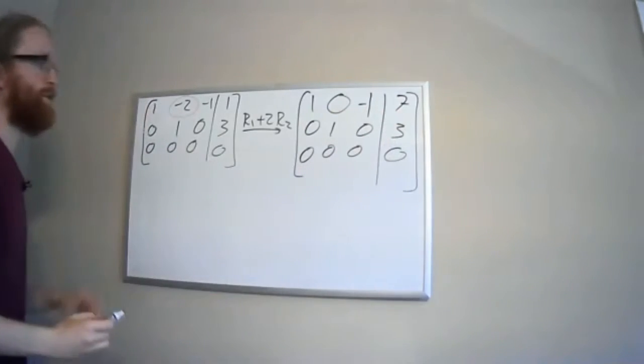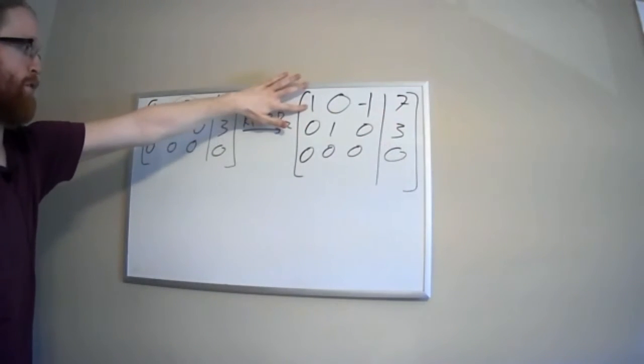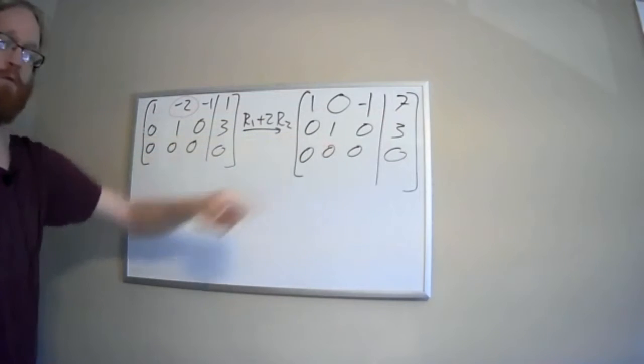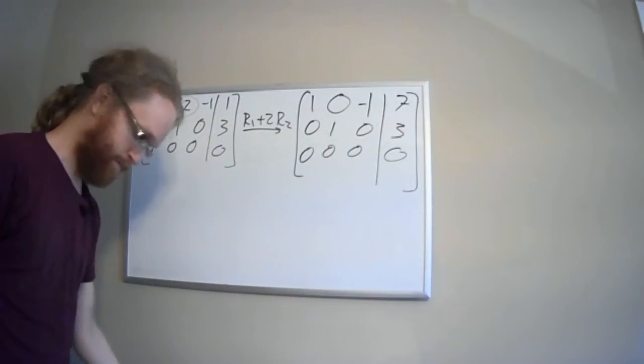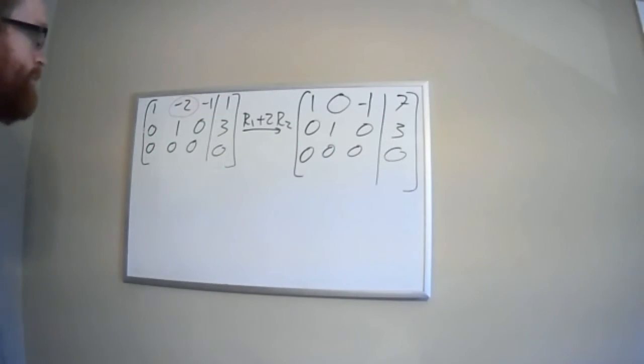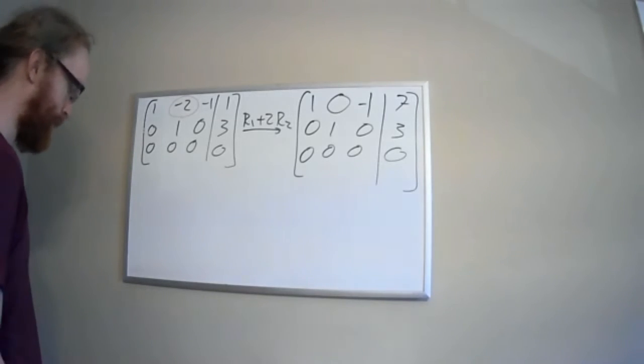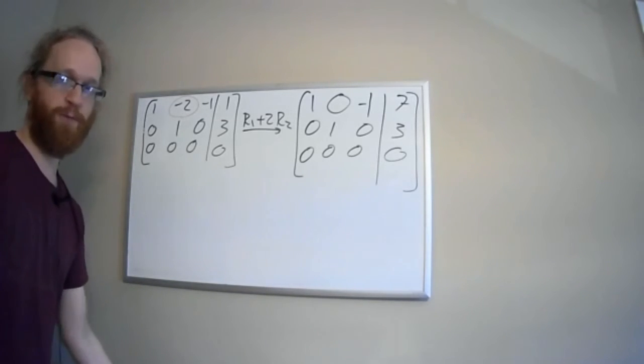Okay. This is now a reduced matrix. I've got a leading one in this row, a leading one in this row, and these are all 0. So this is a reduced matrix. So we're basically done. So now we just need to interpret this result.